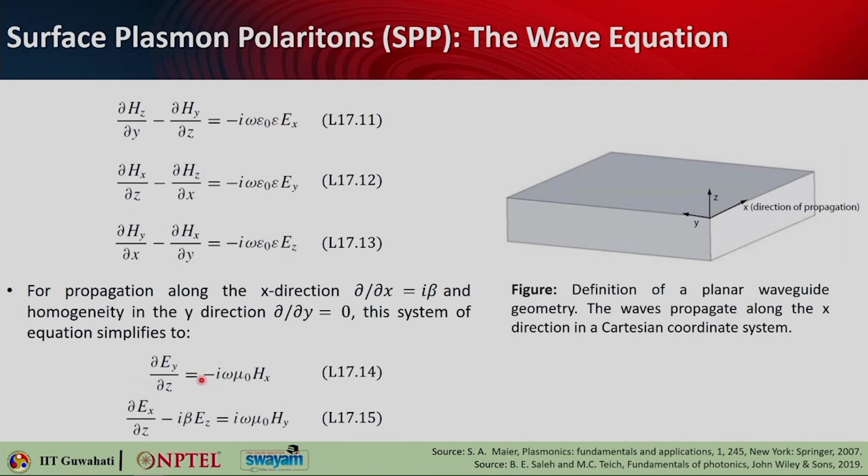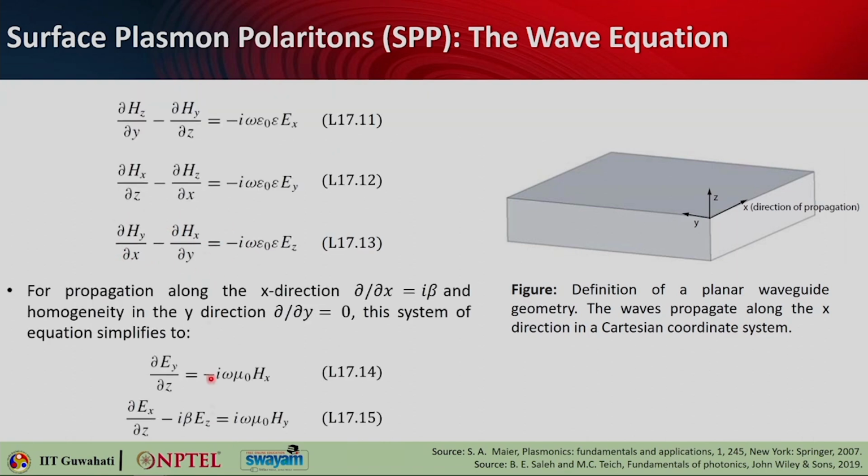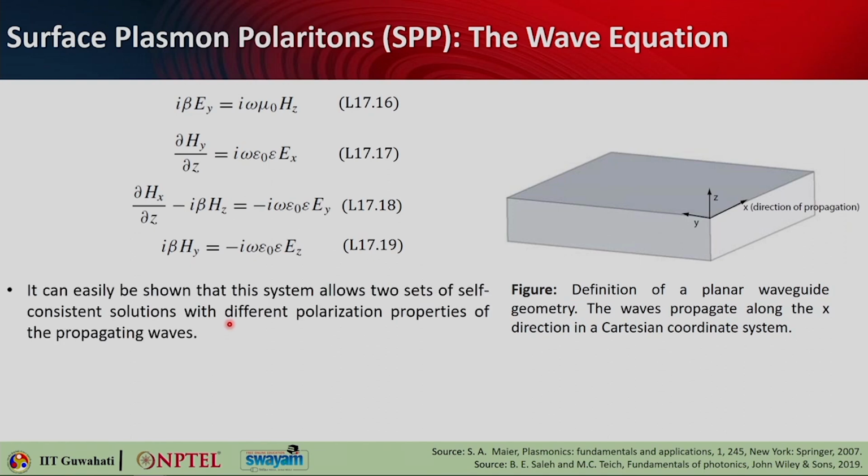If you put these conditions here, things get even further simplified. So, the first equation that you have seen, this term becomes 0, and it can be written in this particular form. You can simplify these equations and directly correlate Hx to one electric field component and so on. All these 6 equations again get further simplified because of this condition.